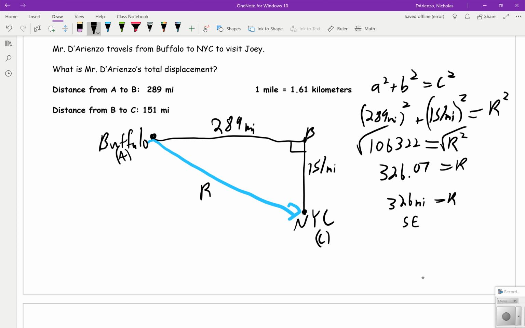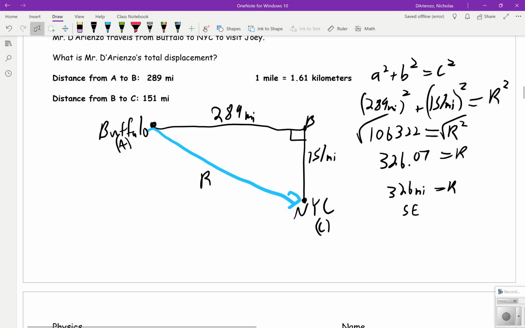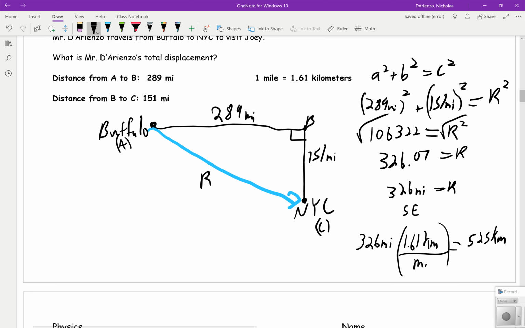Now, in order to convert 326 miles into kilometers, which you want to make sure that we are able to do, we have 326 miles, and we have 1.61 kilometers for every mile. And when we cross multiply, we get an answer of 525 kilometers after our miles cancel. So that's how we will convert from a standard unit into a metric unit.